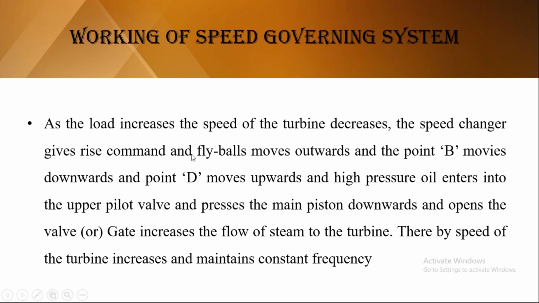When this mechanism moves, the valve opens and increases the flow of steam to the turbine, thereby the speed of the turbine increases and it maintains the constant frequency. So this is the working of the speed governing system.